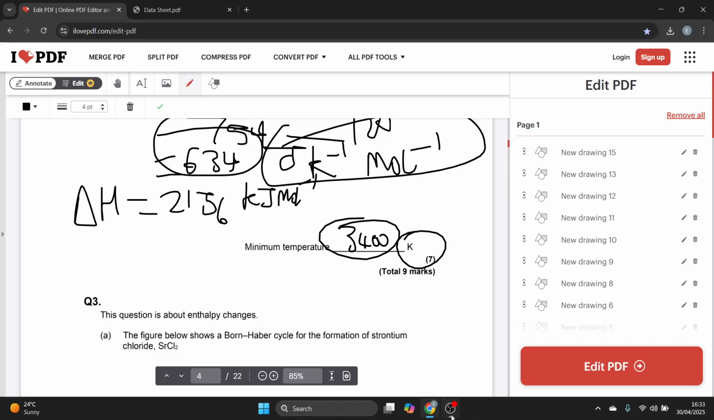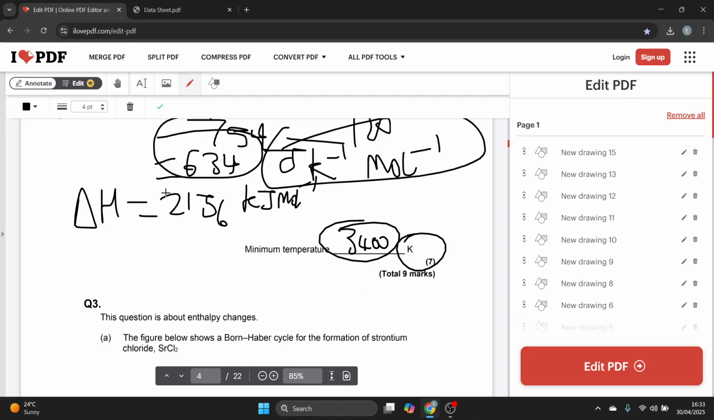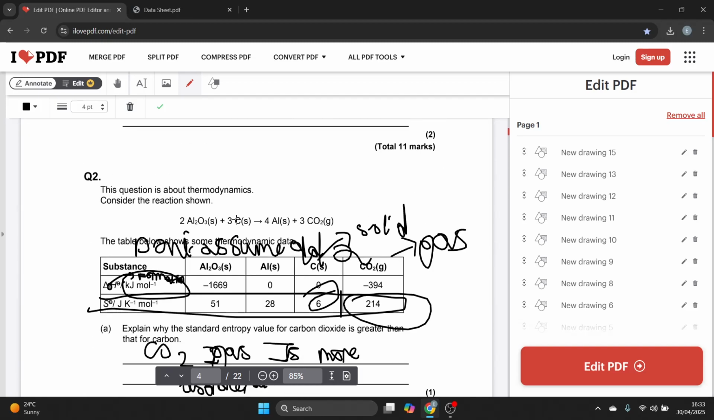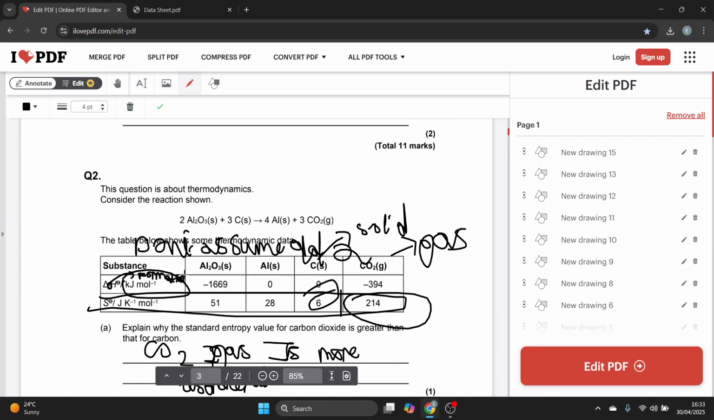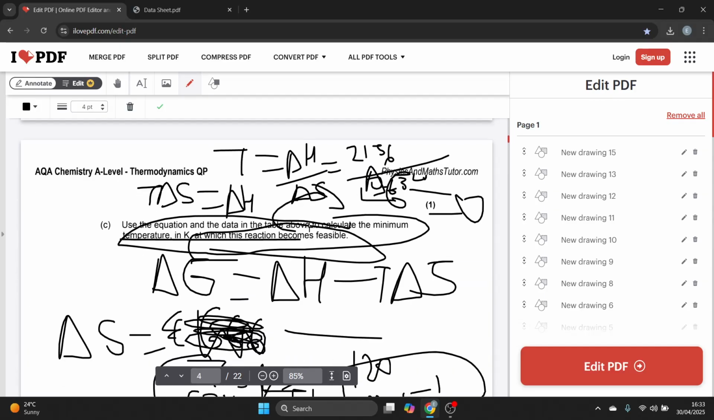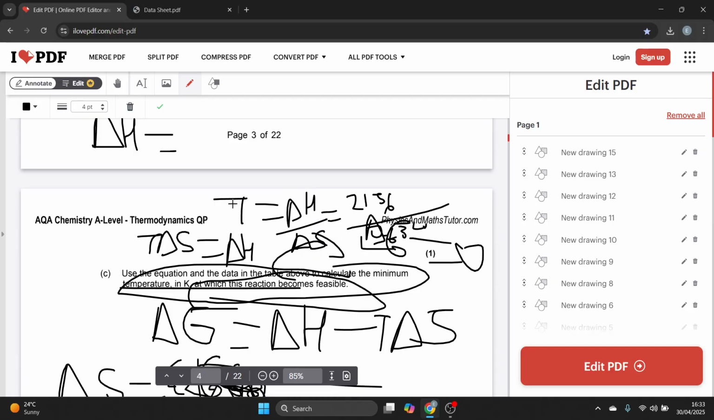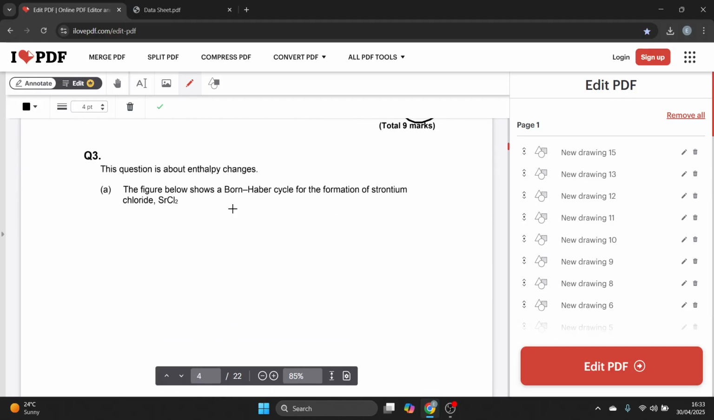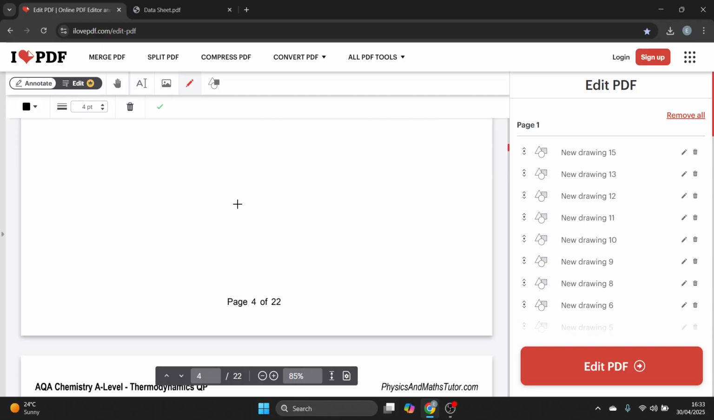This comes up in the exam, you should be pretty happy. Because it's just memorizing a formula, identifying minimum temperature at which reaction becomes feasible, delta G is 0, and then you find delta H using a table, you find delta S using the table, convert your units, substitute into this formula. That's it. Question 3 is a question about enthalpy change. The figure below shows a Born-Haber cycle for the formation of strontium chloride.